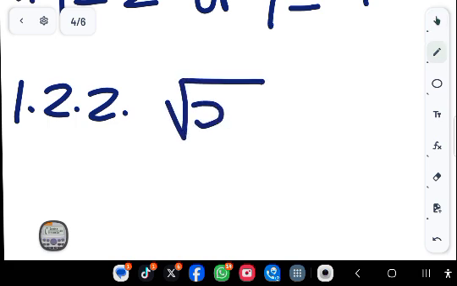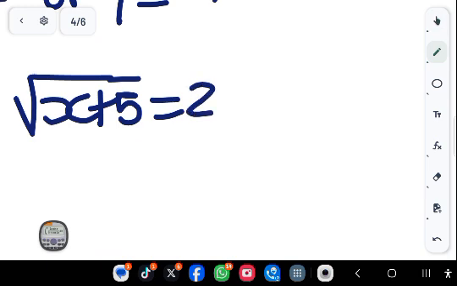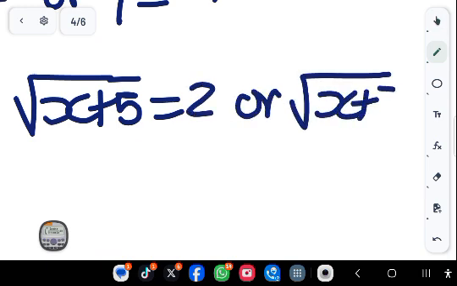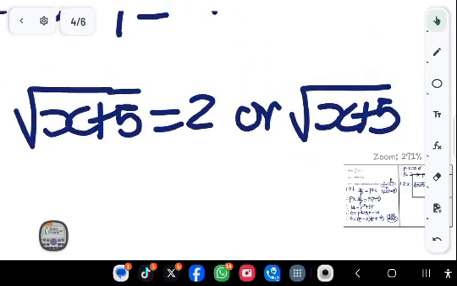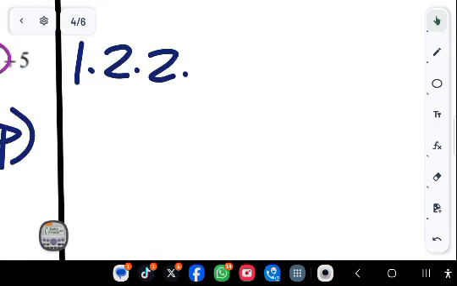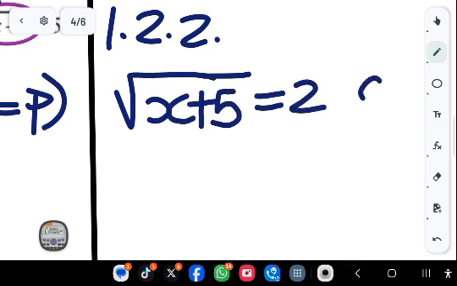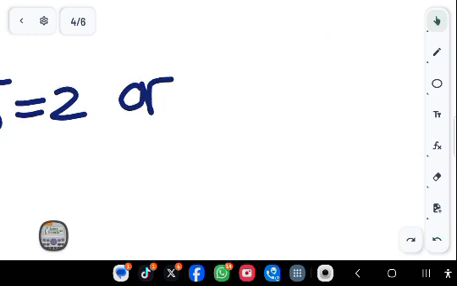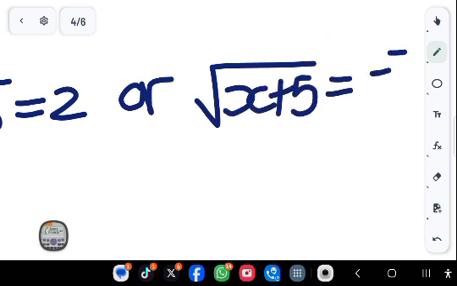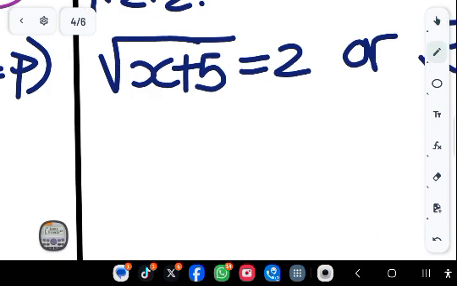Okay, so square root of x plus 5 equals 2, or square root of x plus 5 equals negative 7. Alright, this one, let's give it some space. So it will be square root of x plus 5 equals 2, or square root of x plus 5 equals negative 7. Now what you do is, like you do with square root equations, you square both sides.